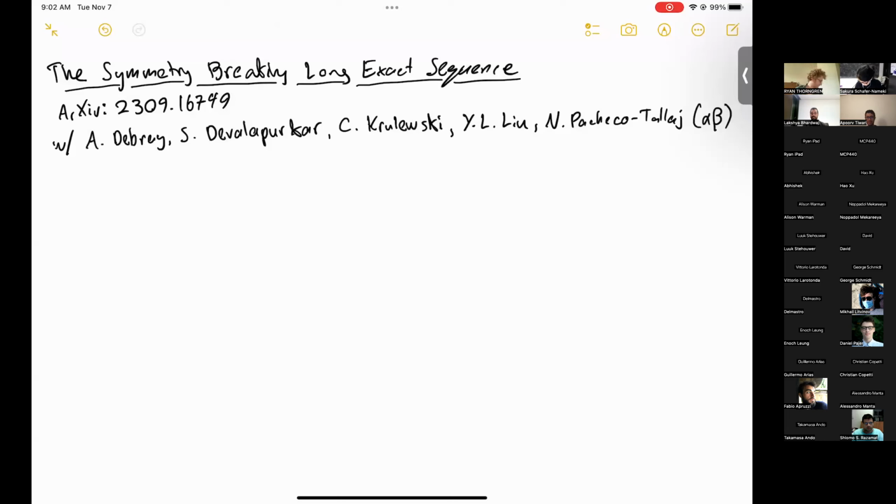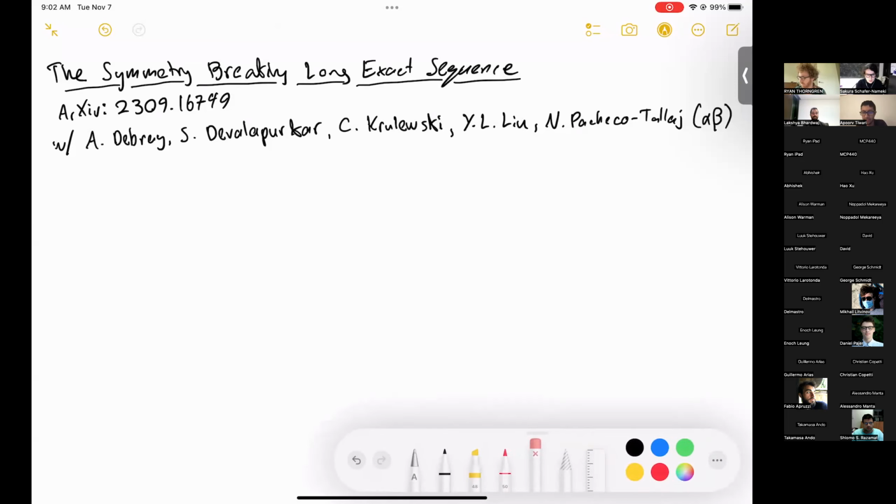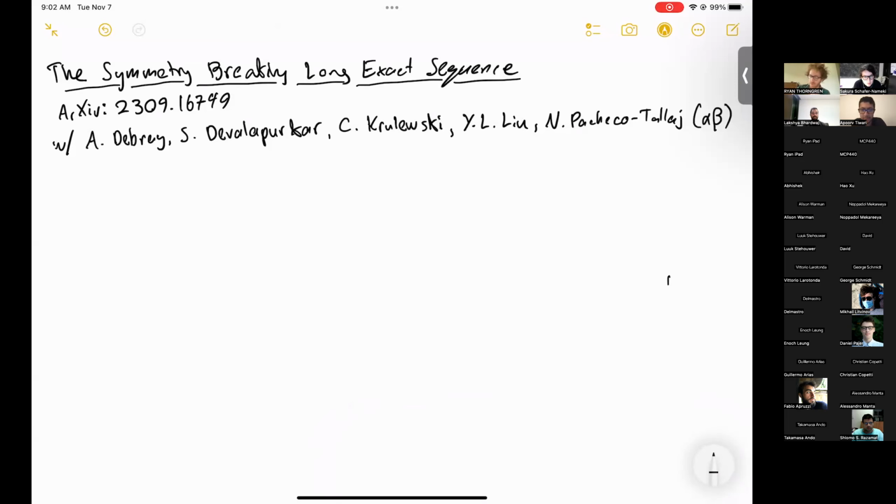So I just interpreted what they did. Okay, so I'll give you my interpretation. So we're interested in defects in symmetry breaking states.